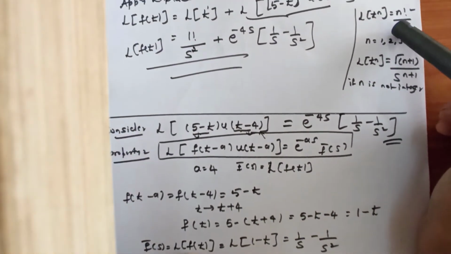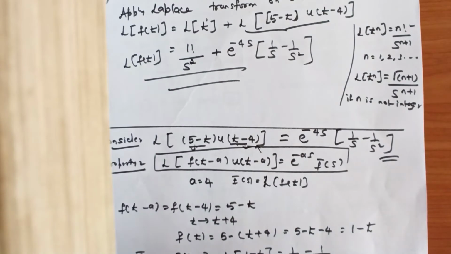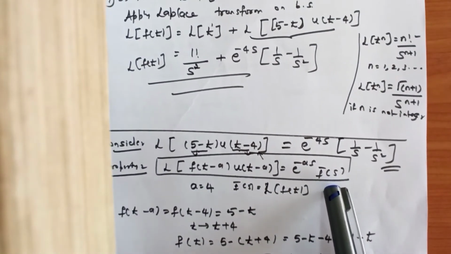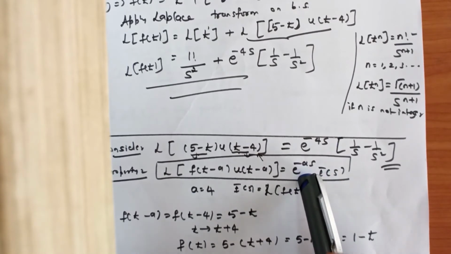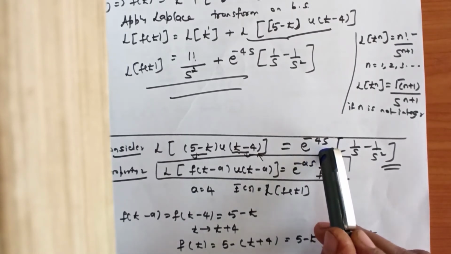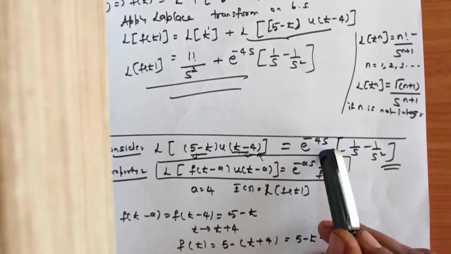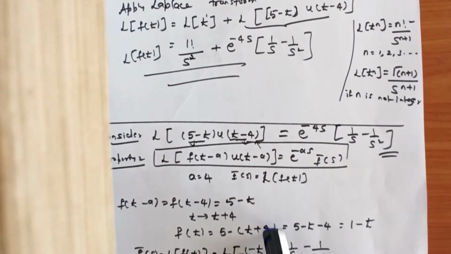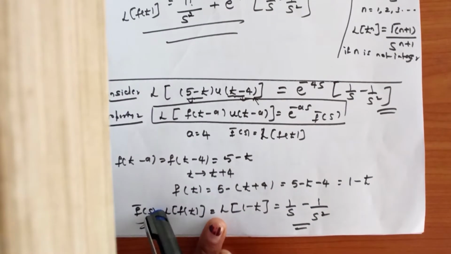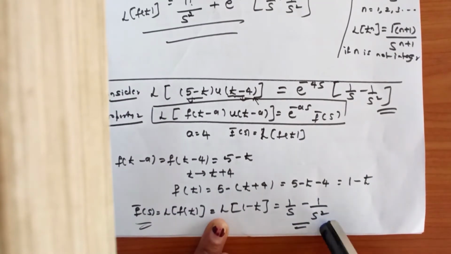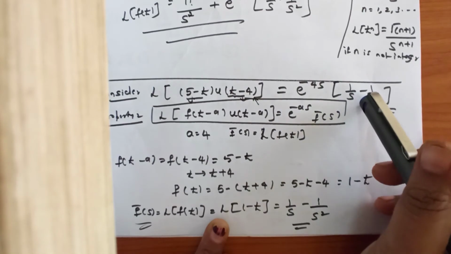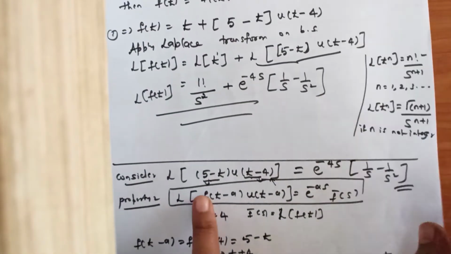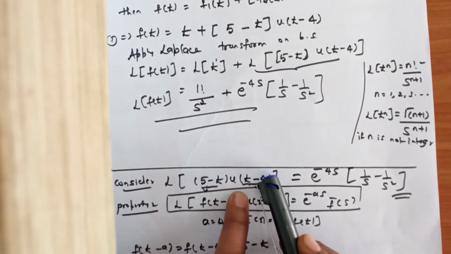So by using this formula. So now let us substitute this value of f bar of s in the second property. So that will be e power of minus as, where your a should be replaced by 4. So you will get e power of minus 4s into, substitute your f bar of s, that is my f bar of s is given by 1 by s minus 1 by s square. Substitute over here. So we will get the answer as e power of minus 4s into 1 by s minus 1 by s square. So this is the Laplace transform of 5 minus t into u of t minus 4.